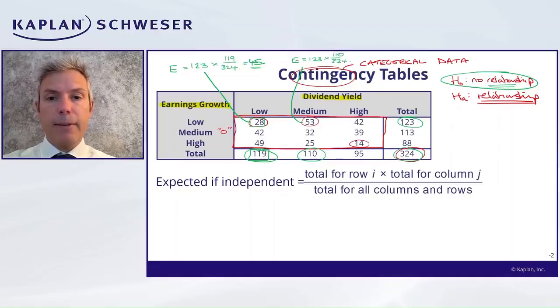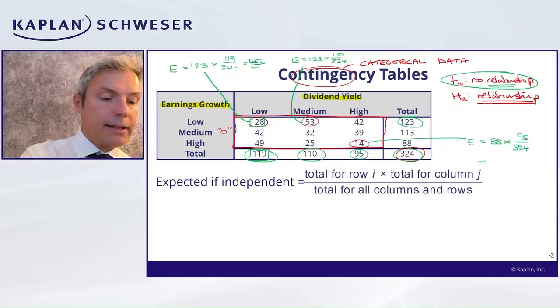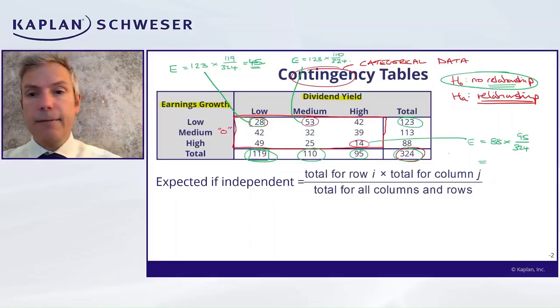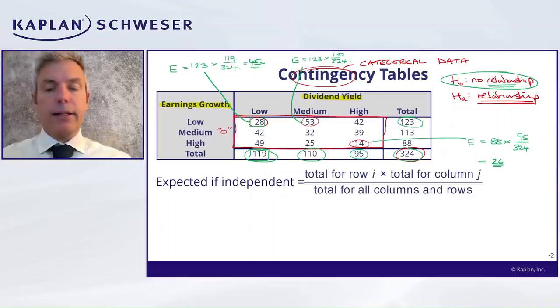This one, for example, given that I picked that one out earlier, whilst we've actually observed 14, what we'd expect to see in that cell would be the row total of 88 split according to the general proportion of high dividend yield companies, 95 out of the 324 total. For what it's worth, I'll calculate that one: 88 times 95, divided by 324. We'd actually expect to see 25 there, or 26 when I round. So once again, massively underweight there, the high earnings growth, high dividend. We're seeing a lot fewer than we would expect under null conditions.